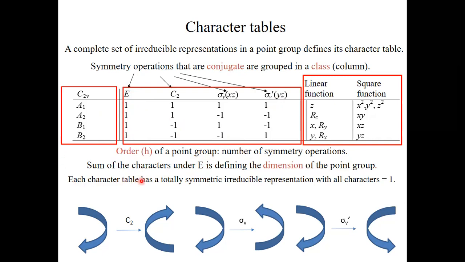Okay. So another property of a point group is that its character table has one totally symmetric irreducible representation in which all characters are +1. In the point group C2v, this is the A1 type irreducible representation, and you can see that its characters are all +1, and this irreducible representation is always listed first in the character table.